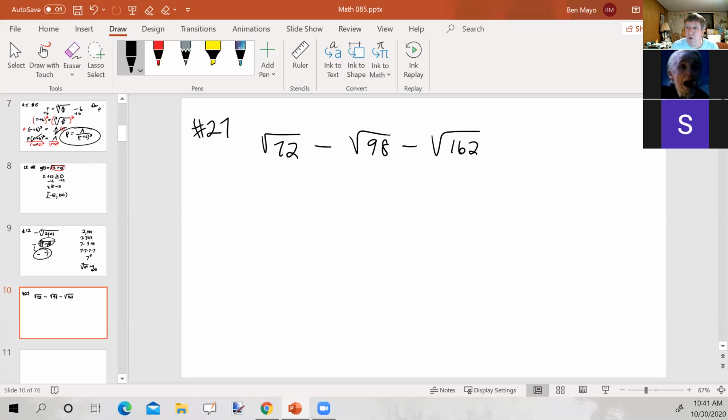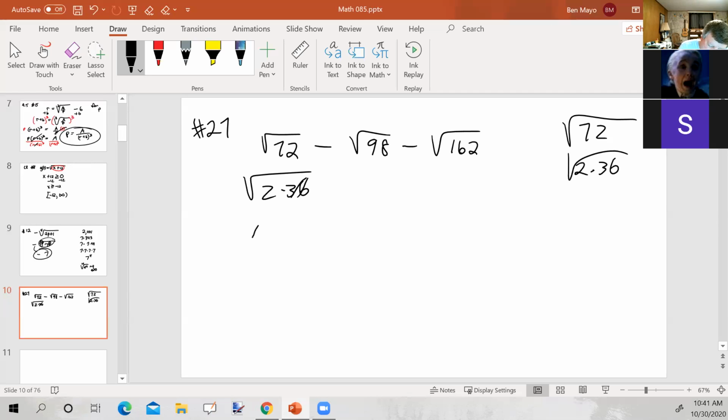Since they're all square roots, I'm looking for perfect square factors. Well, 72 is 2 times 36. 36 is a perfect square. So the square root of 72 would be equal to the square root of 2 times 36. But the square root of 36 is a 6 outside, so I get 6 square roots of 2.